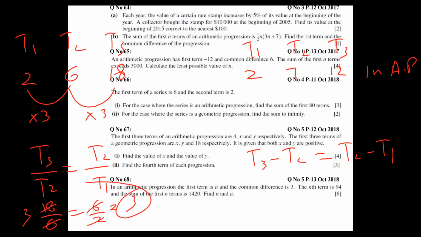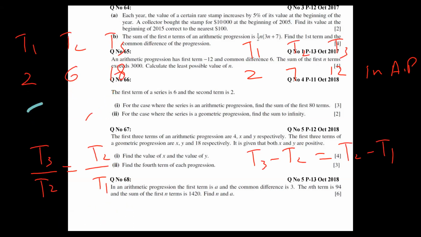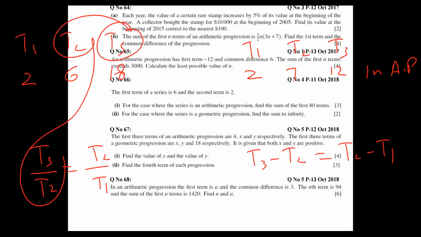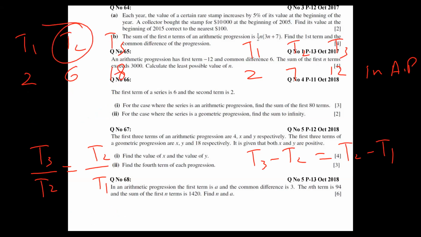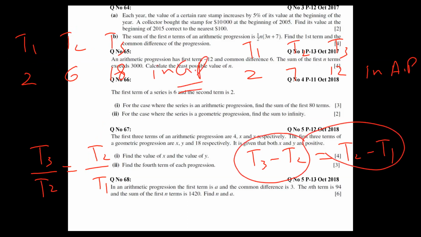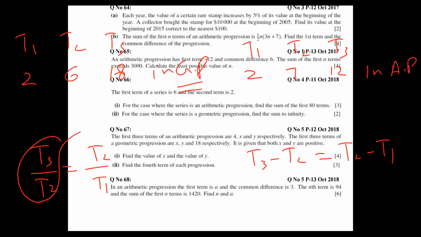They are perfectly the same. It means you learn one formula, and the same one we produce every time. What formula do we produce in GP? The third term divided by the second term gives the same answer as the second term divided by the first term. So you see that in AP it is by subtracting, and in GP it is by dividing. So the plan is very clear.